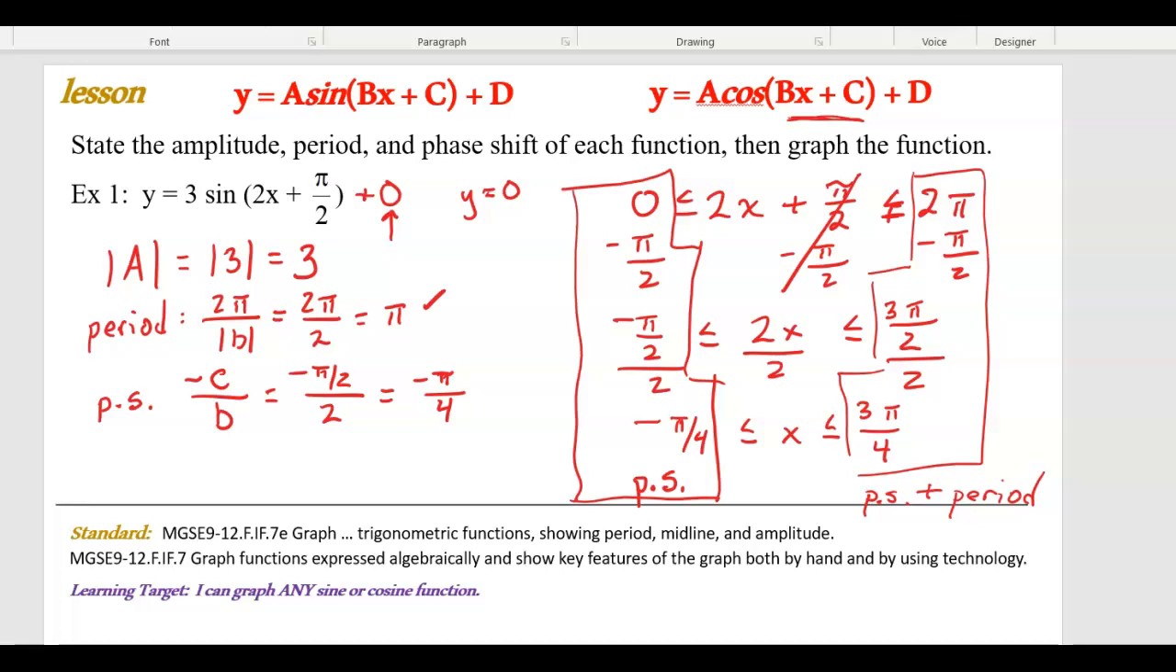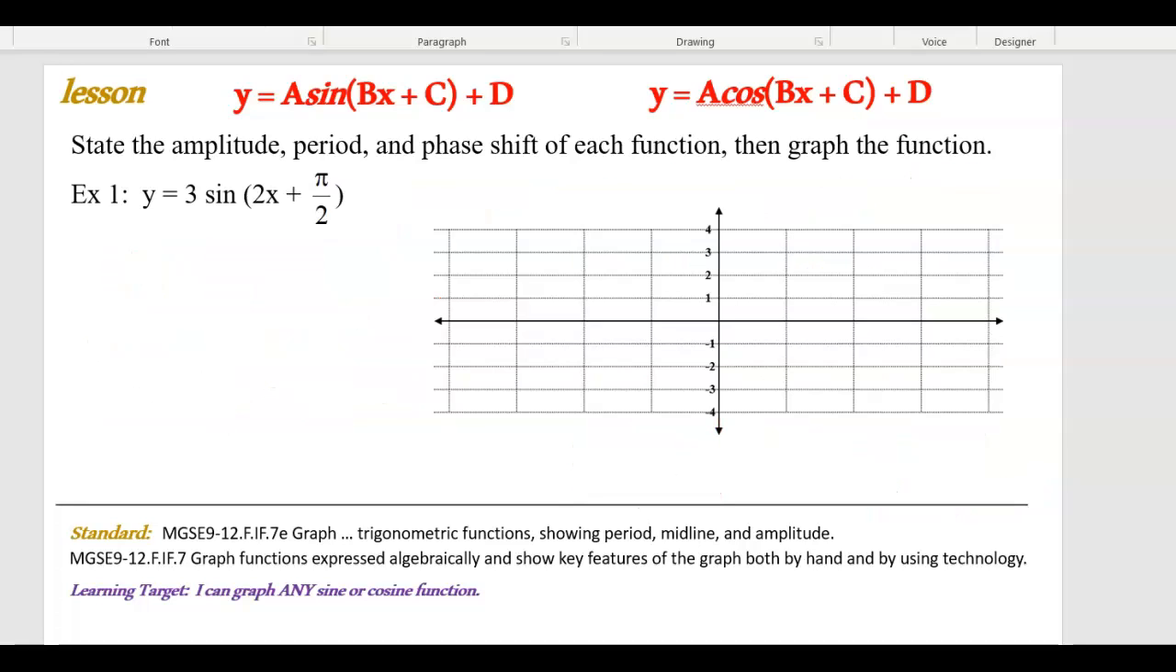Okay, so now we have everything we need to graph. We have the amplitude, and so on. All right, so now instead of starting at 0, we start at the phase shift. So I'm going to call this negative pi over 4. That's my phase shift. That's where we're going to start our graph. And then we're going to end at pi over 4, 2 pi over 4, so I'm going to write that here, 2 pi over 4, which of course is pi over 2, and then 3 pi over 4. Okay, we're going to start at negative pi over 4 and end at 3 pi over 4.